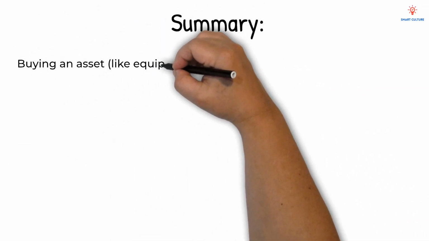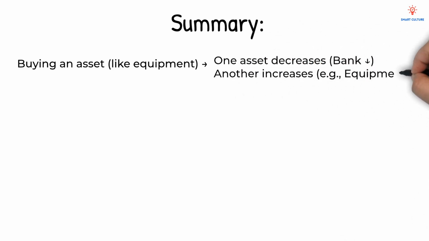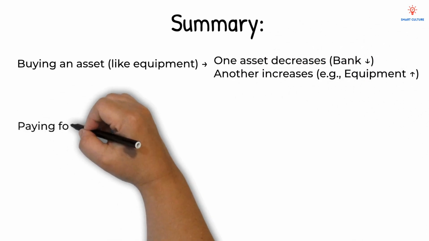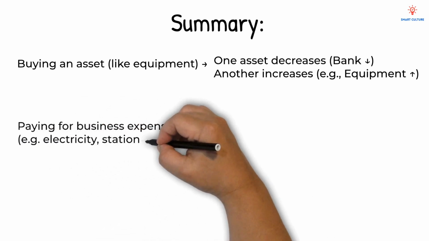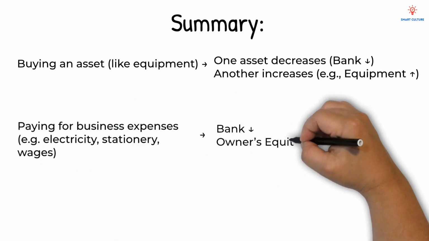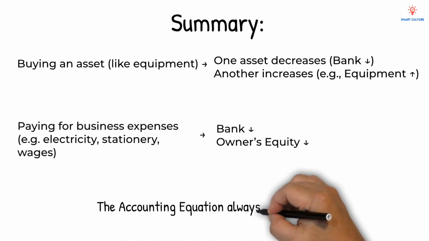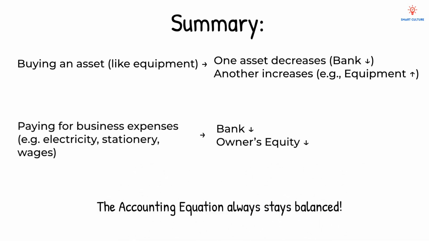When Alex buys an asset, like equipment, one asset decreases and another one increases. When he pays for expenses like electricity, stationery, or wages, both the bank and owner's equity decrease. In all cases, the accounting equation remains balanced. That's why every rand in business must be tracked.